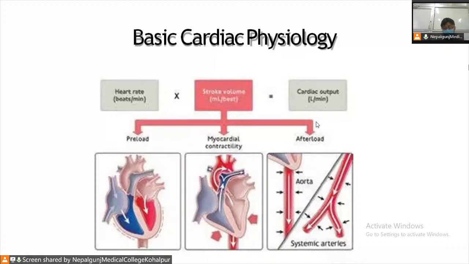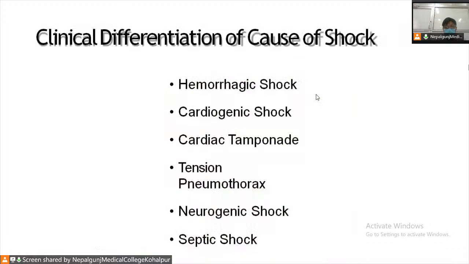So afterload defines the pressure, and what happens is if there is a change in stroke volume, there is a high chance of change in heart rate. So cardiac output is tried to be maintained accordingly. But if it cannot be maintained, there is a chance of cardiac output failure.